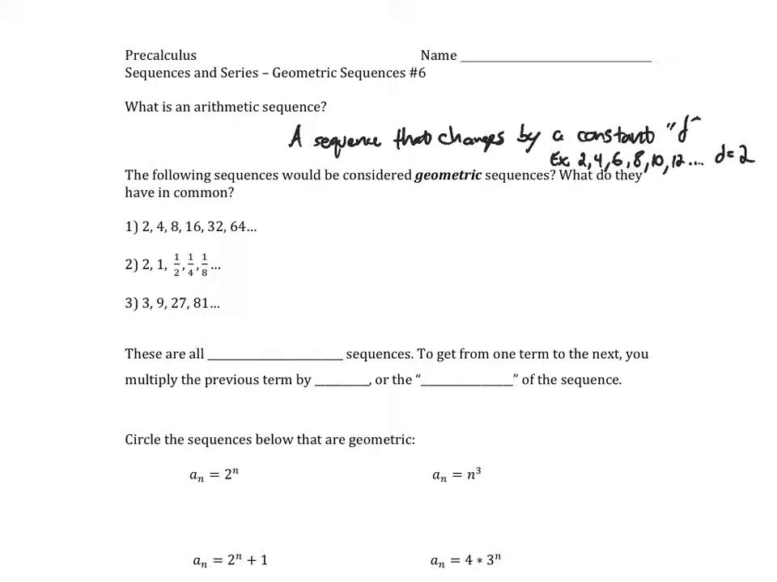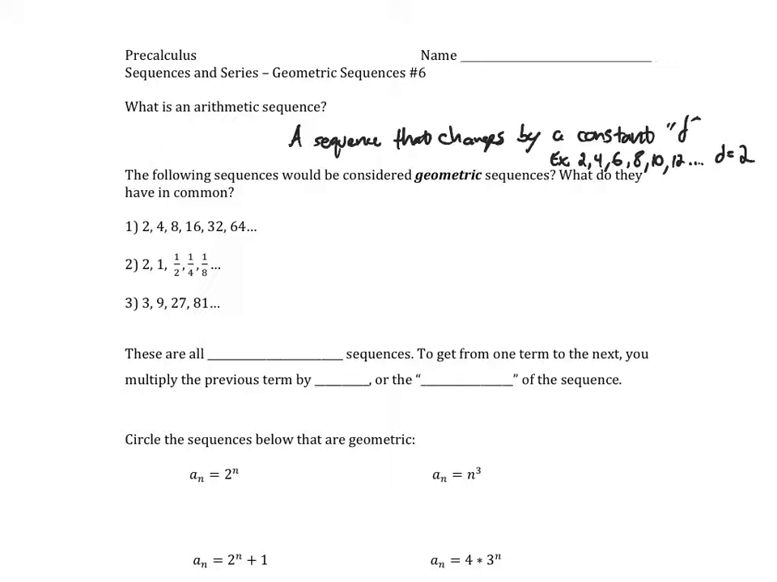Okay, so if you look at number 1, it looks like to get the next term in 1, 2, 4, 8, 16, 32, 64, we are doubling all of them, right? In problem 2, it looks like we are dividing them all by 2, or multiplying by 1/2. To go from 2 to 1, multiply by 1/2. To get from 1 to 1/2, multiply by 1/2. To get from 1/2 to 1/4, multiply by 1/2, and so on. Problem number 3, 3, 9, 27, 81, and so on. It looks like to get the next number, you take the previous number and multiply all of them by 3.